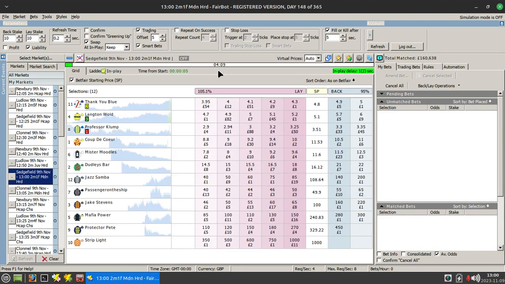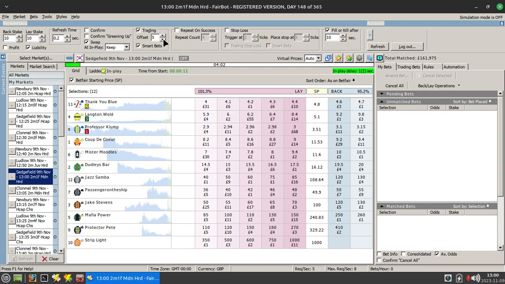Okay, for this one at Sedgefield, I'm going to show you something else. I'm going to first of all increase my filler kill back to 10, reduce my offset back to 3, and we're going to use repeat on success. I'll set that to 3, and let me just put in some bets first and I'll explain what's happening.